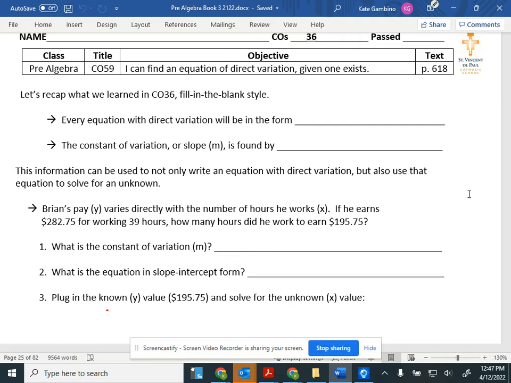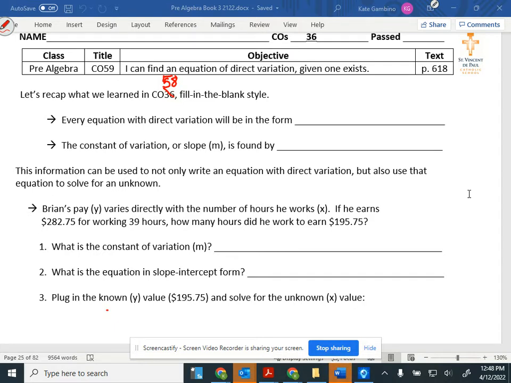Honestly, it's not 36, and he even corrected it on here. He forgot to make the correction on your page. So it's not 36, it should be CO 58. He switched around the order of the way he set up his binders. So it should say, let's recap what we learned in CO 58, fill in the blank style.